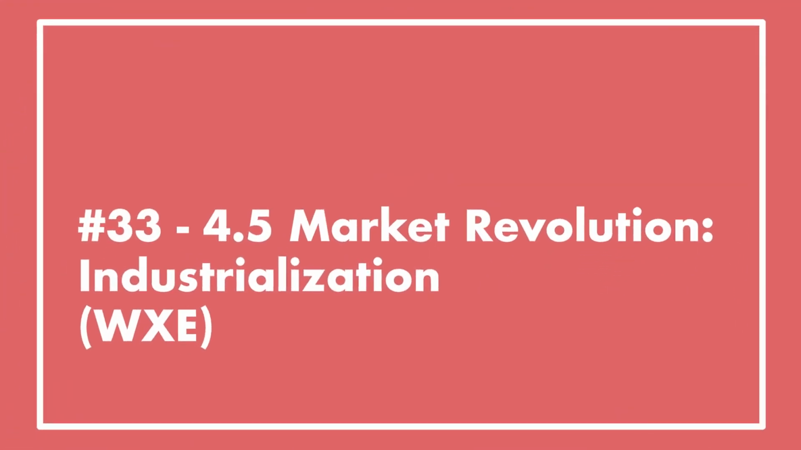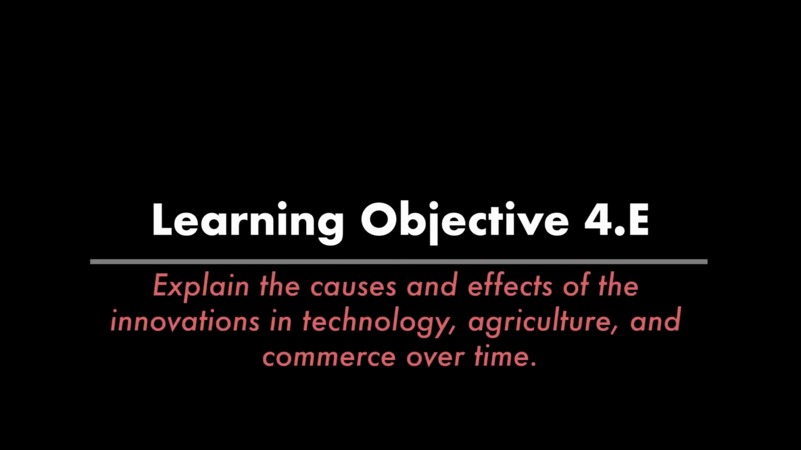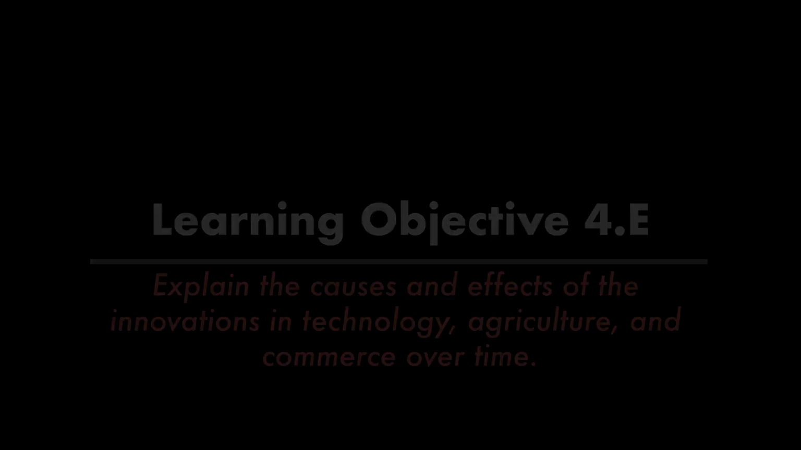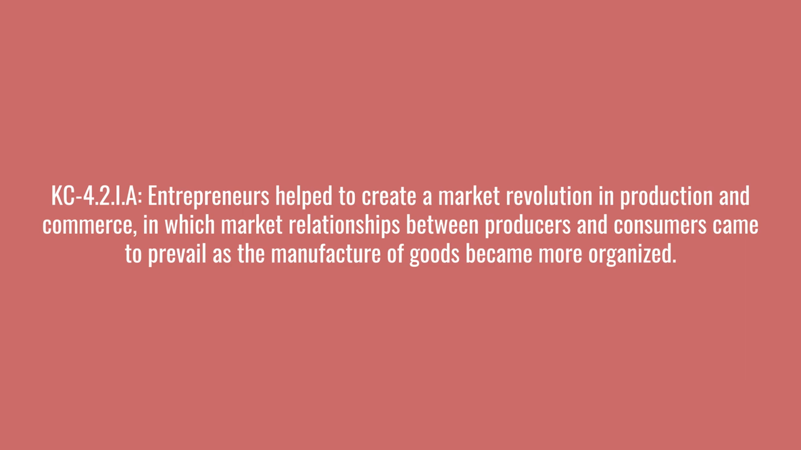Today we are talking about the market revolution and industrialization in the early 19th century. Our theme for today is work, exchange, and technology. Our learning objective is to explain the causes and effects of innovations in technology, agriculture, and commerce over time. Let's begin with the first key concept on the foundation for the market revolution.